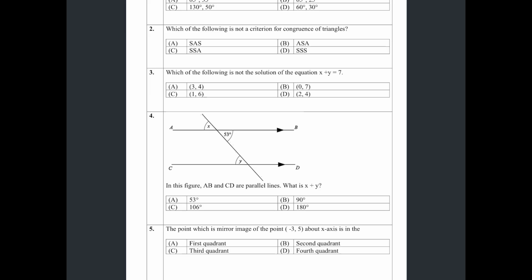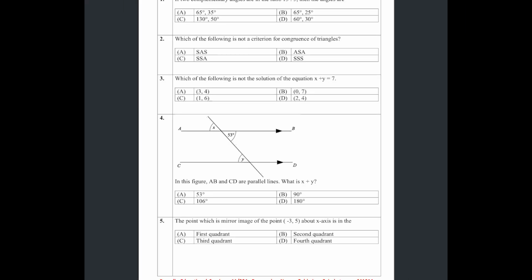First question, we're told that two complementary angles are in the ratio 13:5. So we can take them as 13x and 5x, right? And they're complementary, so the angles add up to 90 degrees. This gives us the value of x as 5, which gives us the two angles as 65 and 25, right? 13x and 5x.